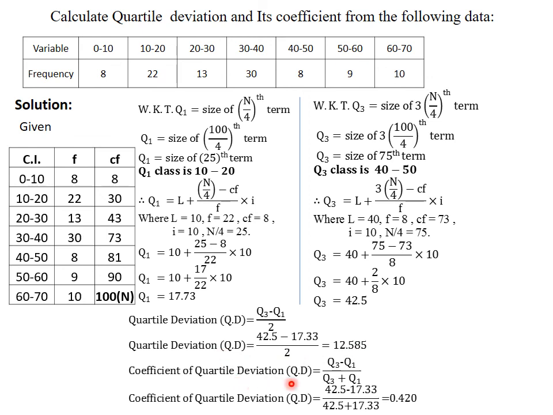Likewise, the coefficient of quartile deviation is Q3 minus Q1 divided by Q3 plus Q1. The value of Q3 we obtained is 42.5 and Q1 is 17.73. Now substitute, simplify, and you get 0.420. I hope you can understand how to calculate quartile deviation for all the three cases.